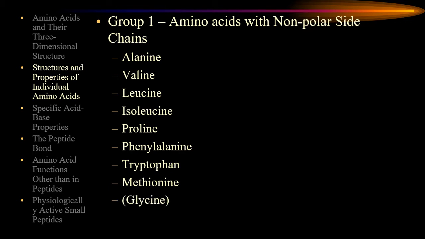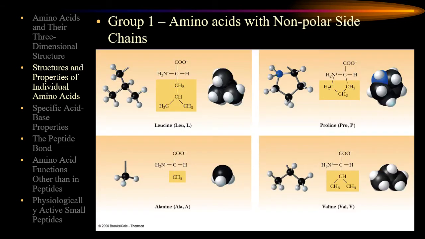Methionine and glycine. I placed glycine in parentheses because again it's quite small. Some consider that with the smallness of the side chain for glycine, the overall structure of the amino acid is polar. So some place glycine in the polar category.